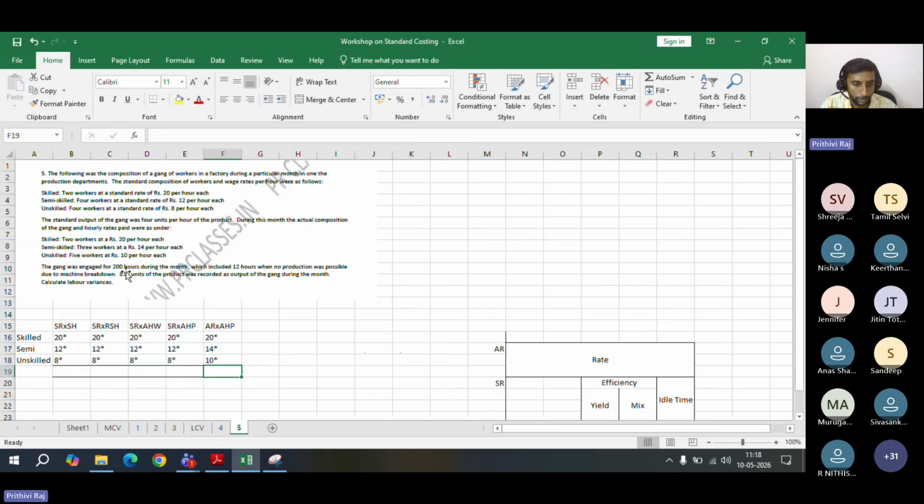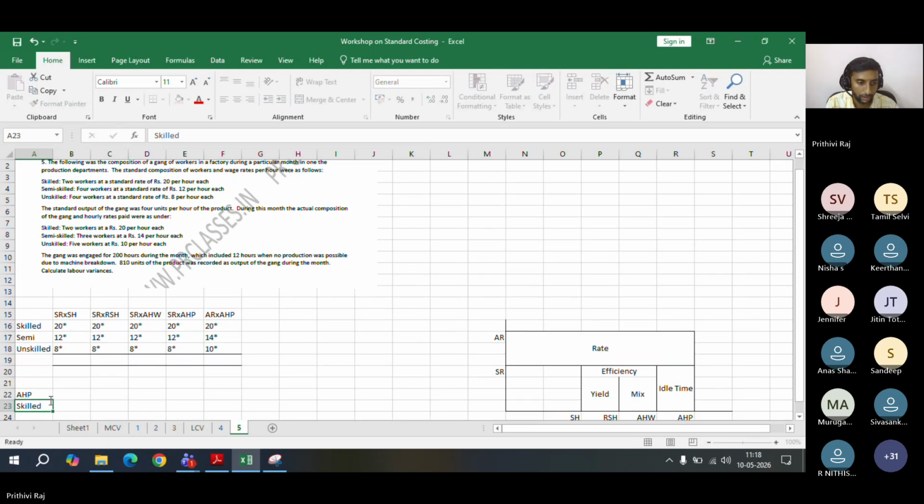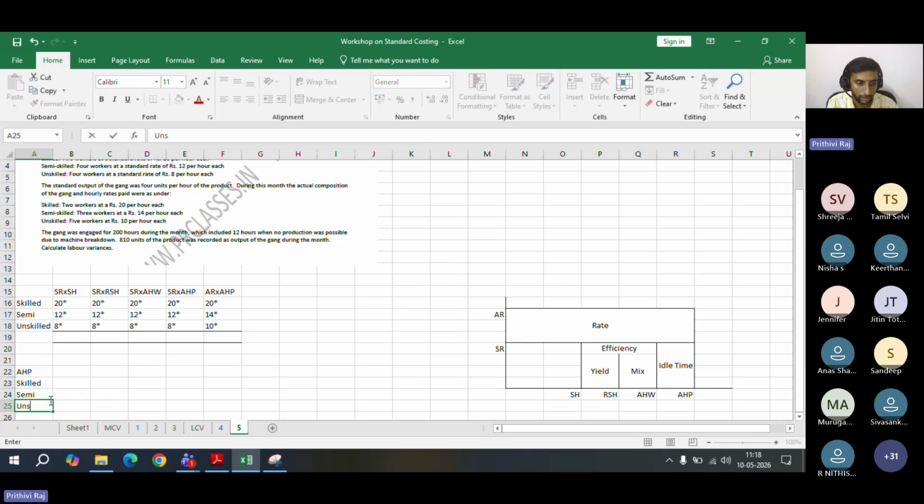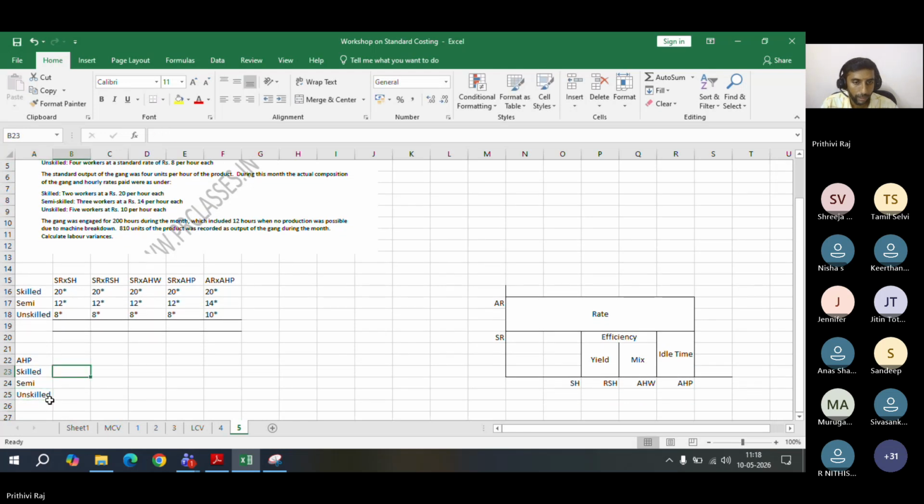Let me jump here. So what is AHP? Working notes. AHP of skilled, semi-skilled, unskilled. What is my actual hours paid? So how many hours are there? 200 hours are there. As I said, 12 hours is idle time. So the actual working hour is 188, but the salary you are going to pay is for the full 200 hours. So the actual hours paid is for 200. As I said, this is labor hours. So what is my actual labor?